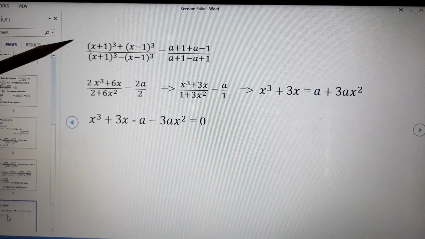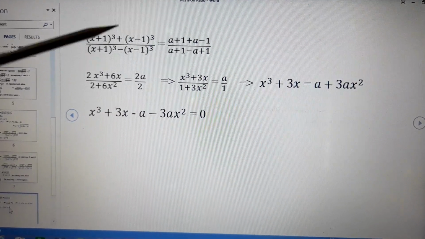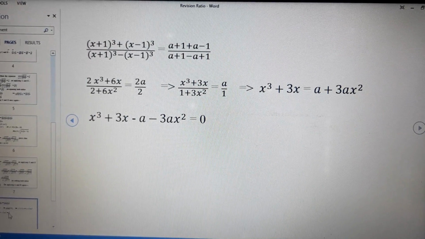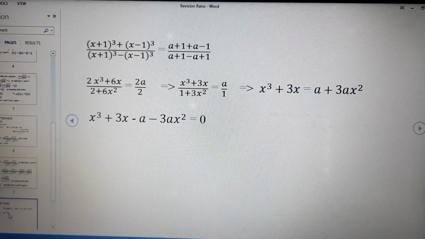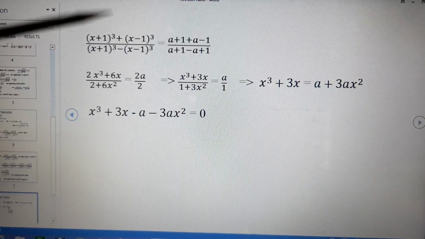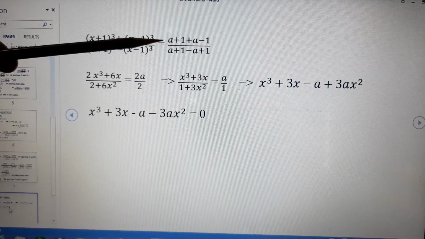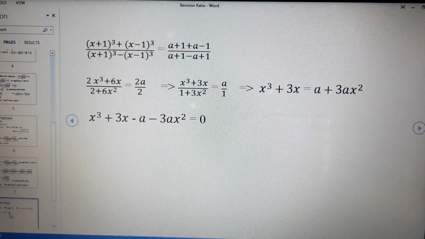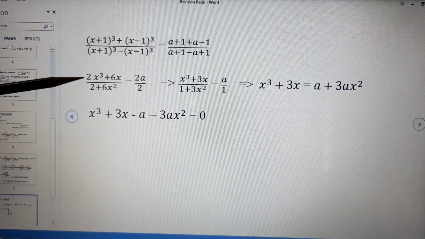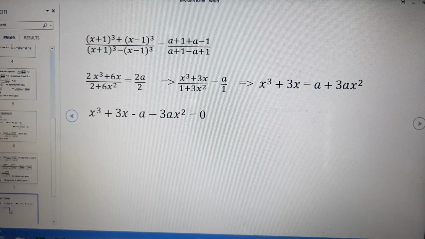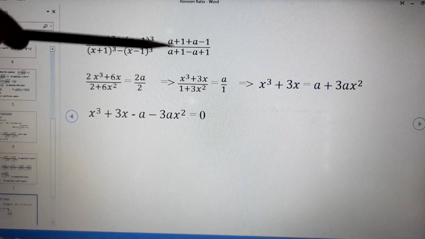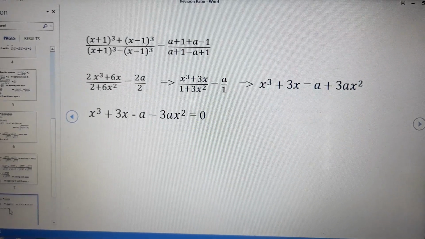Now here you have to understand, we have applied the a plus b whole cube formula, which says a cube plus b cube plus 3a square b plus 3ab square. Clear? So it is x cube plus 1 cube plus 3x square plus 3x. Likewise, you have to open this also, and all these will be opened by using the formula a plus b whole cube. Then you will result in 2x cube plus 6x divided by 2 plus 6x square is equal to, this side it is 2a upon 2, 2 and 2 will be cancelled.